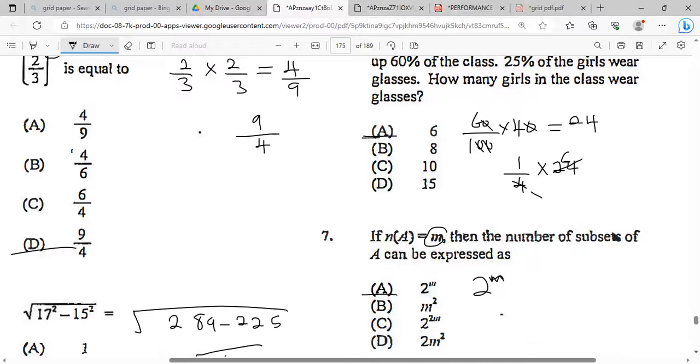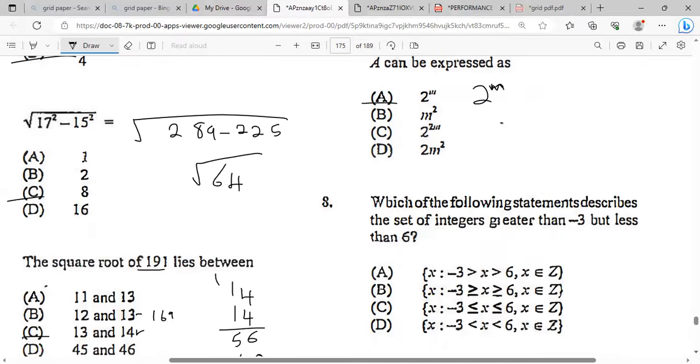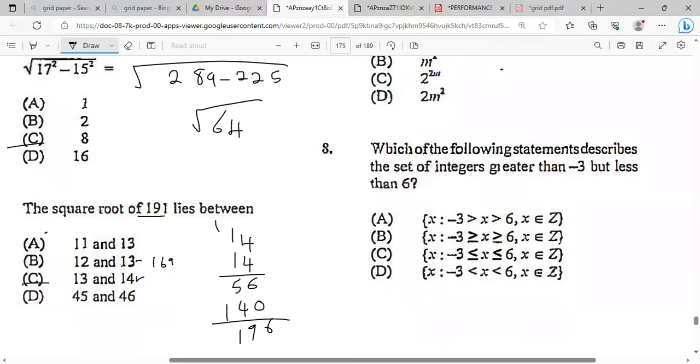All right, let's move on to number 8. Which statement describes the set of integers greater than -3 but less than 6? All right, so it's greater than -3. Has to be D. All right. So greater than -3 and less than 6.